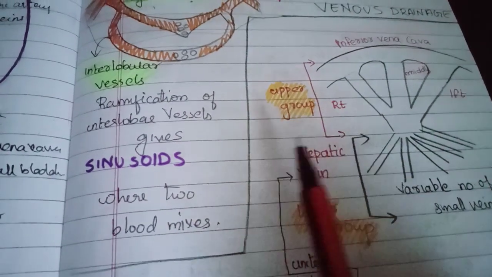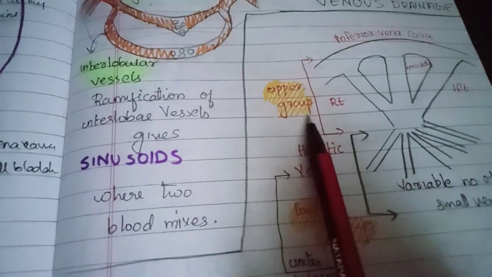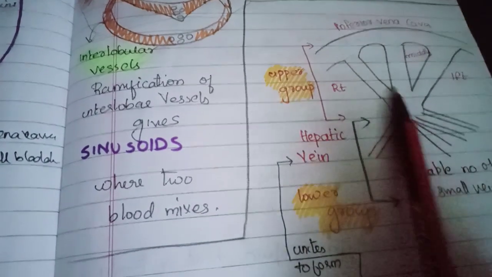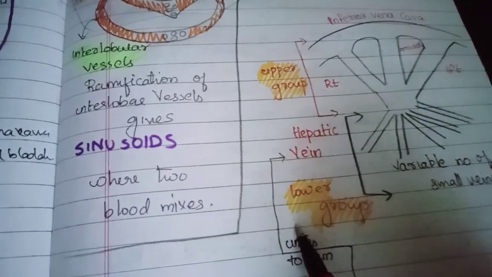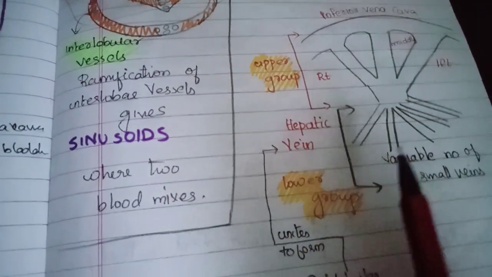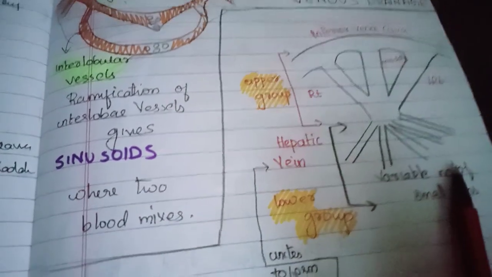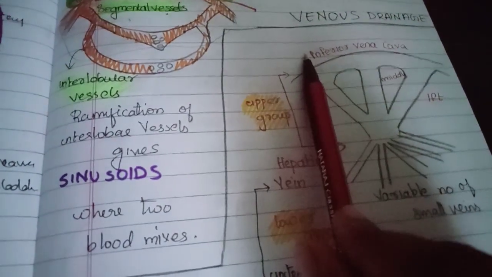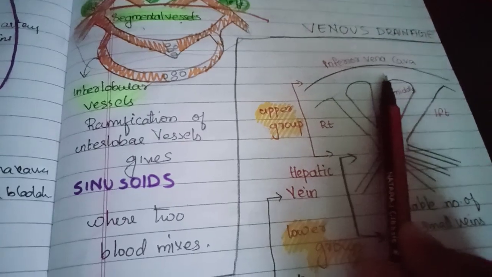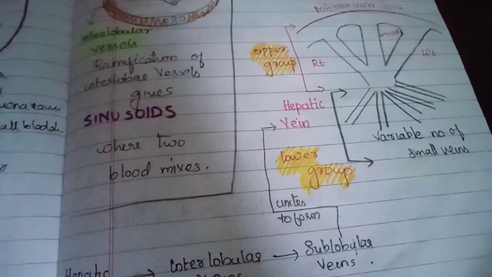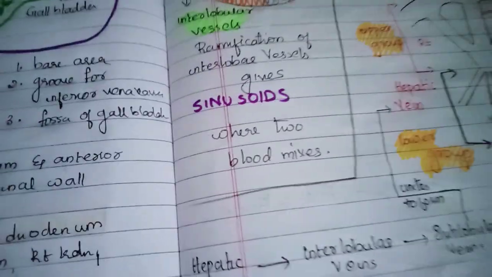The upper group has only 3 branches: right, middle and left. Then the lower group has a various number of small veins. Then it unites into the inferior vena cava. So this is all about the venous drainage.